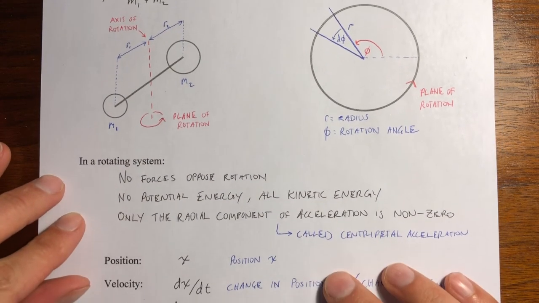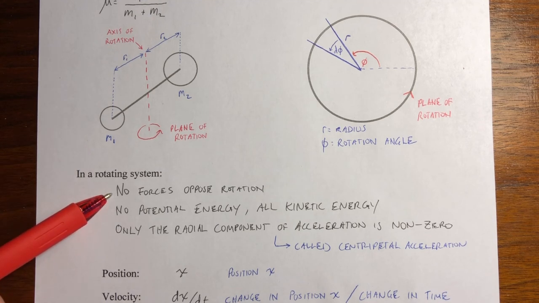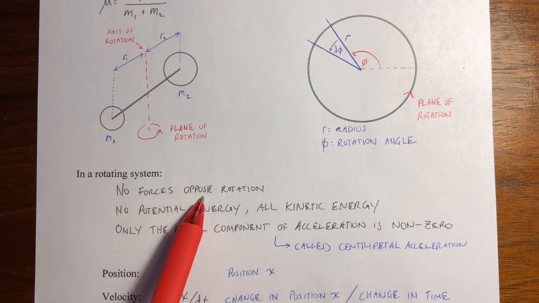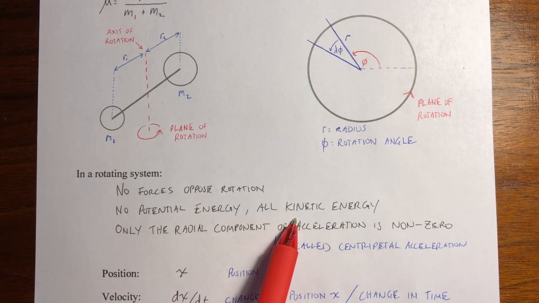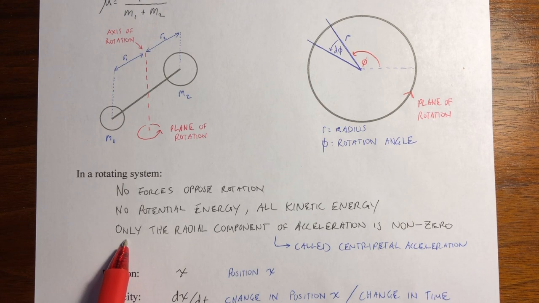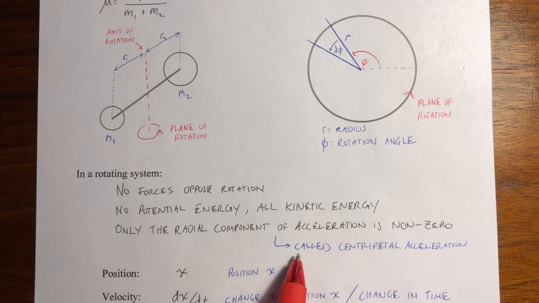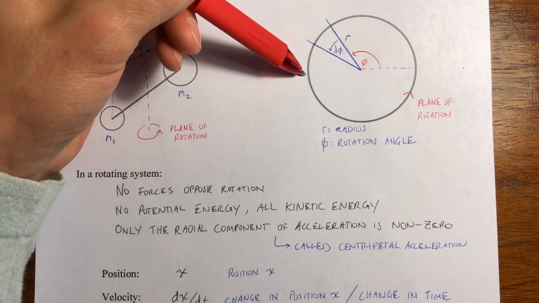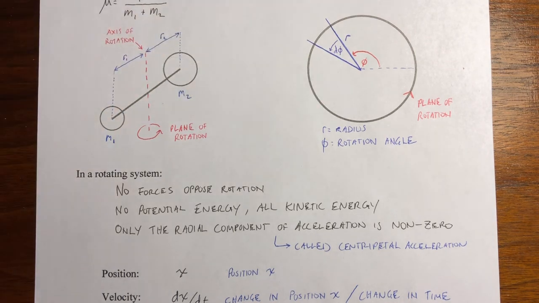Now, in a rotating system, no forces are considered to apply to the rotation. So this is an ideal rotating system. No forces oppose the rotation. There's no potential energy. We're considering all of this to be equal to kinetic energy. And only the radial component of acceleration is non-zero. So the only component of acceleration we're going to be concerned with is centripetal acceleration, which is how a point along the perimeter of the plane of rotation is accelerating as it rotates.